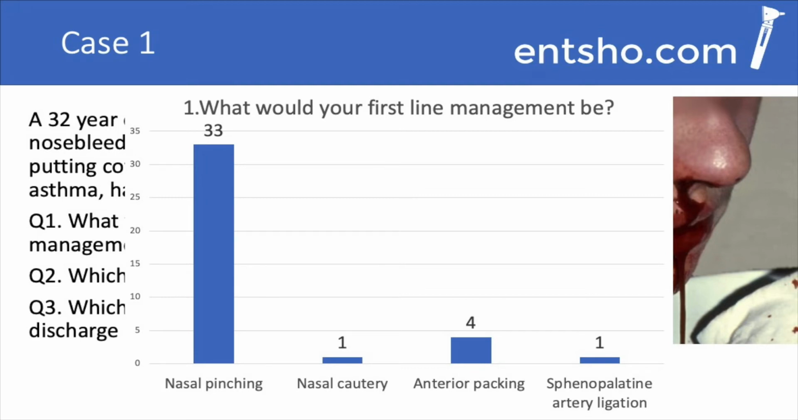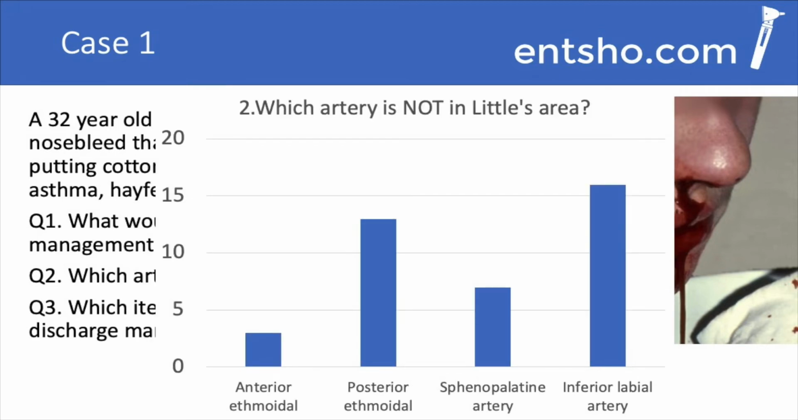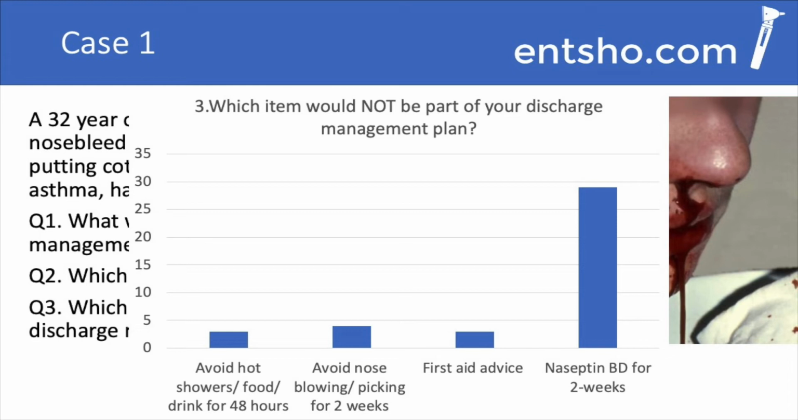Then running through the anatomy, there's a little bit of a spread of answers. A slight trick question, which almost half of you spotted, is that the inferior labial artery is not part of Little's area, and in fact is supplying the lower lip, down to the mouth, not up to the nose. It's the superior labial artery that goes up to the nasal septum.